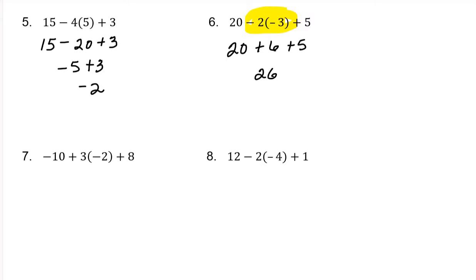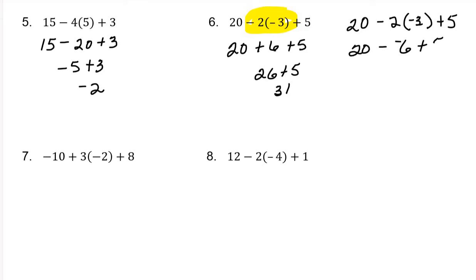Now, if you wanted to do this differently, you can. If you wanted to think of this as just a subtraction and then 2 times -3, you can do it that way. So you would have 20 minus -6 and then +5. But remember, a minus a negative is the same thing as plus a positive. So this is going to give you 26 plus 5. And then when you add those together, you get 31. So either way you want to do the problem is fine.